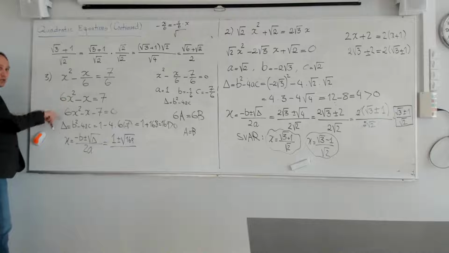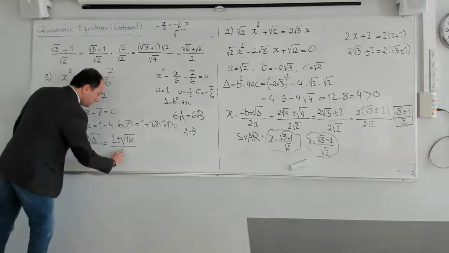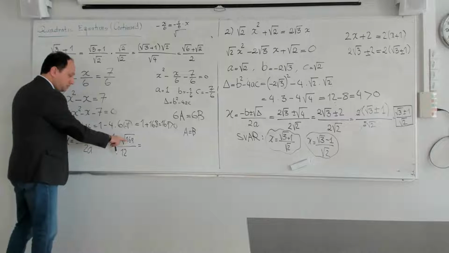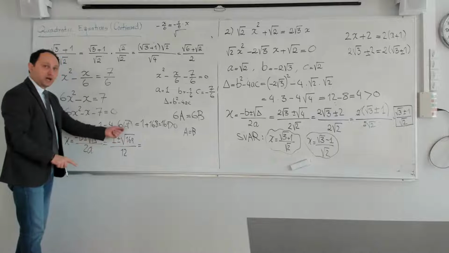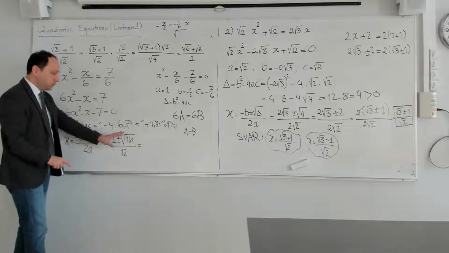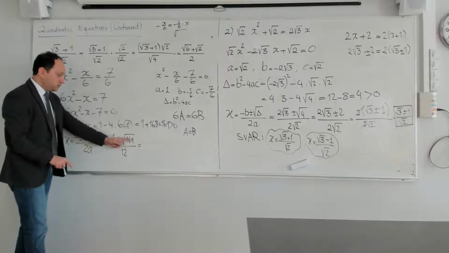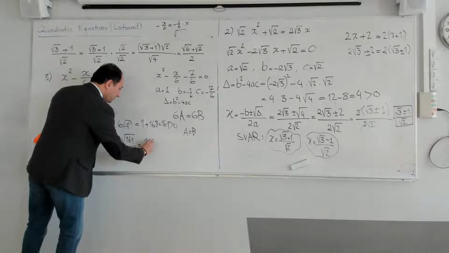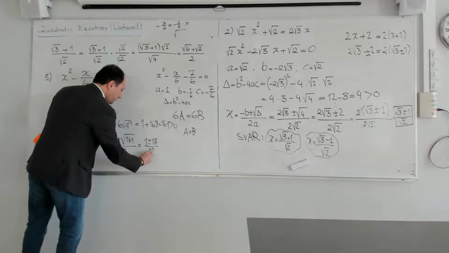A is 6. When I multiply it by 2, it becomes 12. And these numbers are famous, but you can use your calculator. This is important. If this is a perfect square, you have to write the answer. Otherwise, leave it like that. The square root of 169 is 13. So this becomes plus or minus 13 divided by 12.